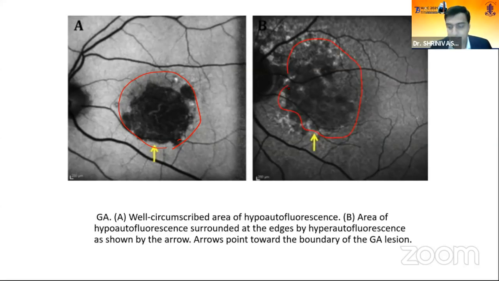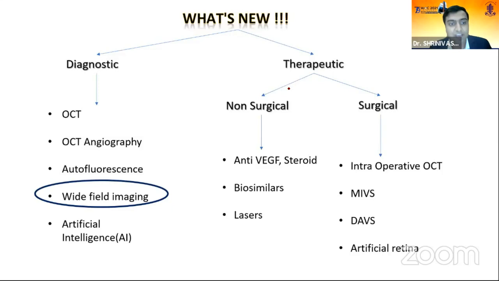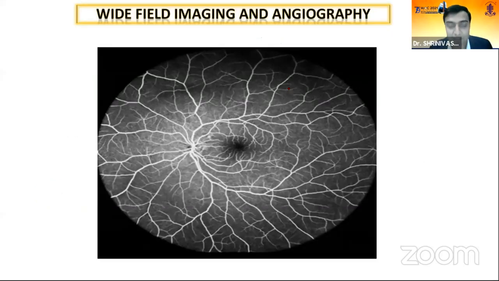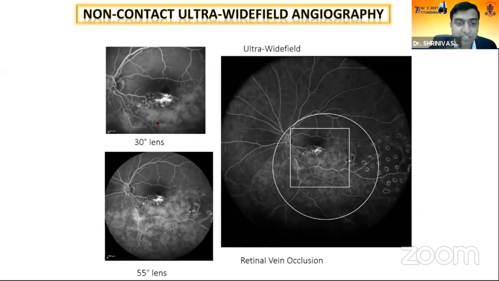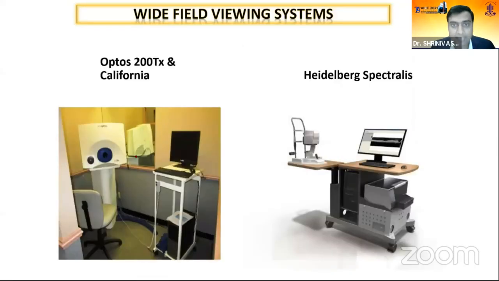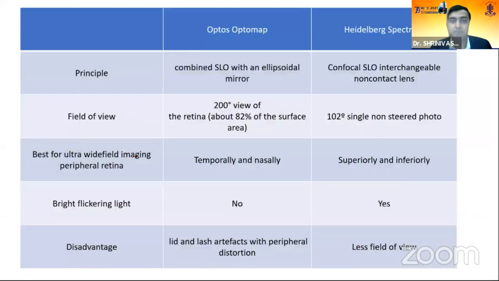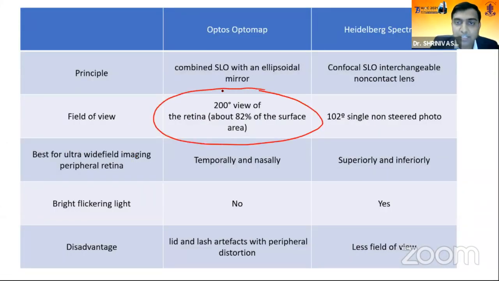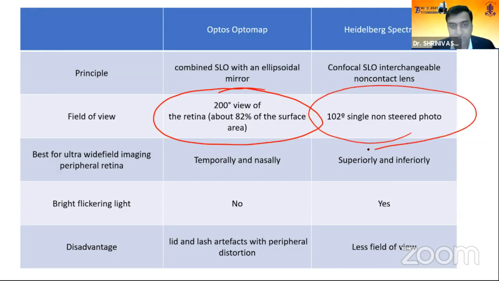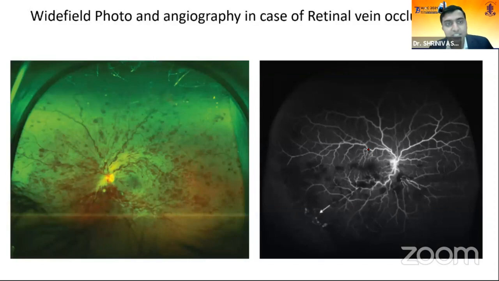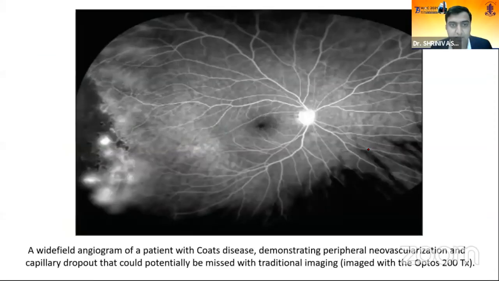Coming next, we have wide field imaging. What are the advances in wide field imaging? Earlier we used to see with 30-degree and 55-degree lenses, and now we have different players: the Optos California and the Heidelberg Spectralis. The Optos gives around a 200-degree field of view as claimed by them. That means it covers nearly 82.5% of the surface area of the retina, whereas the Heidelberg gives around a 102-degree single non-steered photograph. Here you can see the photography on the left-hand side and the angiography on the right-hand side of the wide field system.